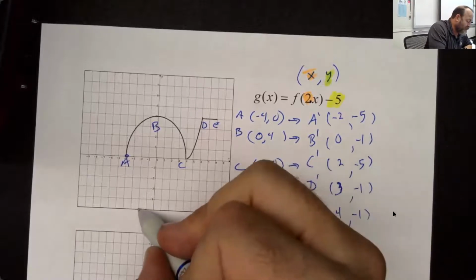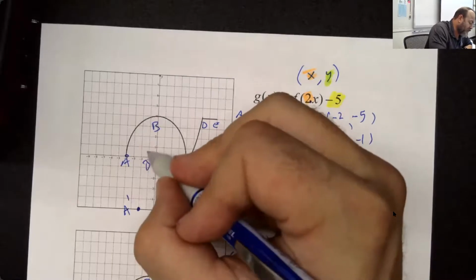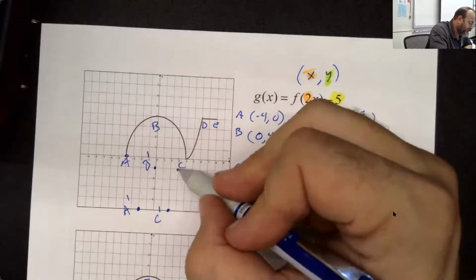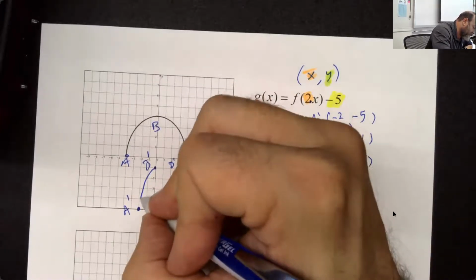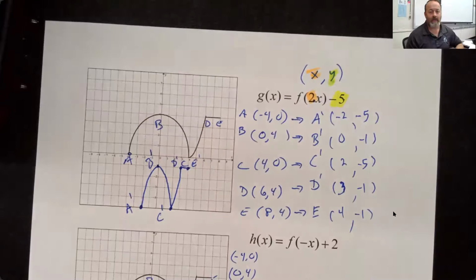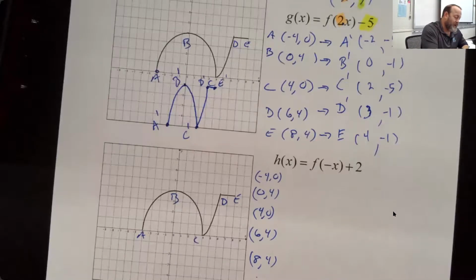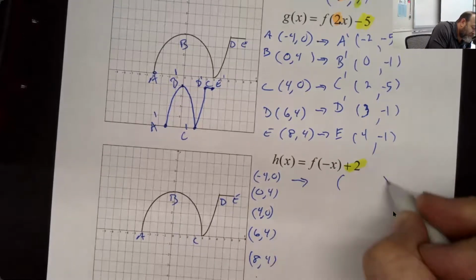So -2, -5 is down here. 0, -1 is here. So here's my new A and my new B and my new C. My new D is over here, and my new E is right here. Kind of got smashed together with my previous work, but there we go. And so we notice that this graph got contracted horizontally, like it got smashed in half, and then moved down 5 units. Okay, now for the next one, I notice that I have this +2, which is going to, of course, take all of these original y values and move them up 2 units.